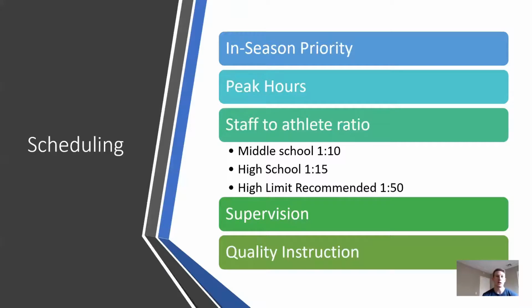This goes into how you schedule your staff. At different levels, there are different recommendations. For high school, it's about 1 to every 15 athletes, so 1 coach to 15 athletes. Middle school, 1 to 10. And the highest recommendation is 1 to 50. This is kind of the minimum standard. If you have to, you shouldn't have more than 50 athletes with you as the only coach.